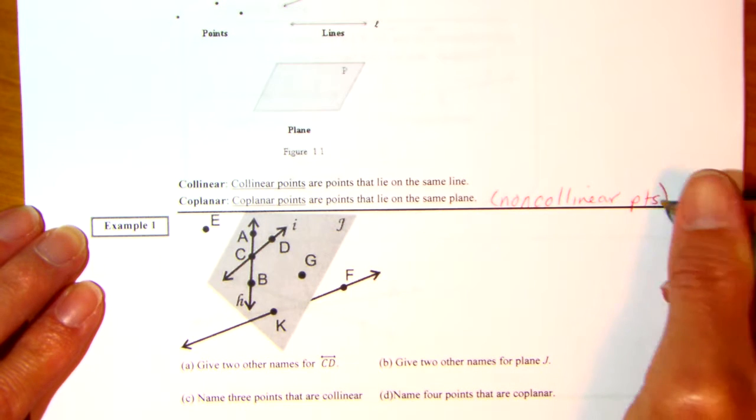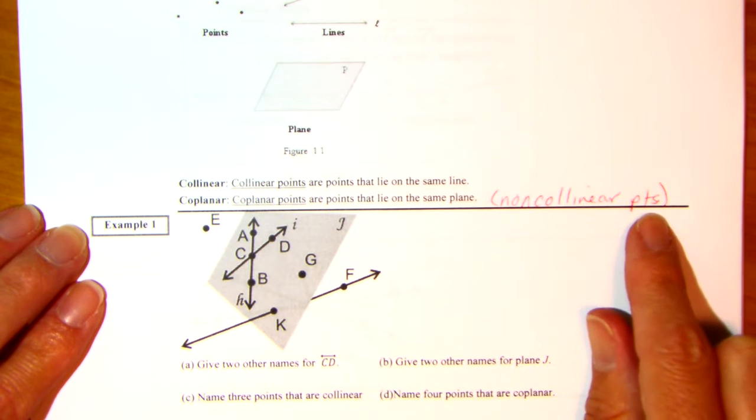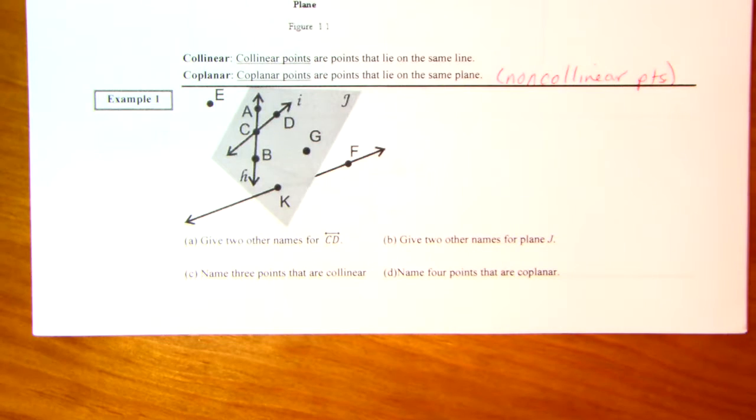Non-collinear points. And you are also going to notice that in geometry we abbreviate a ton. All right, here we go. Example 1.